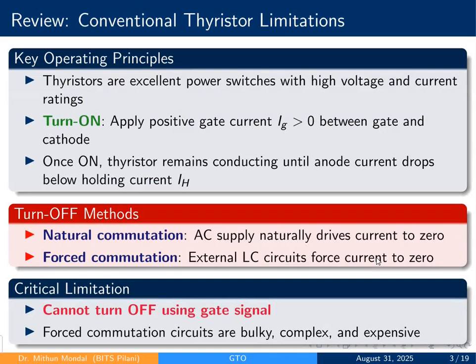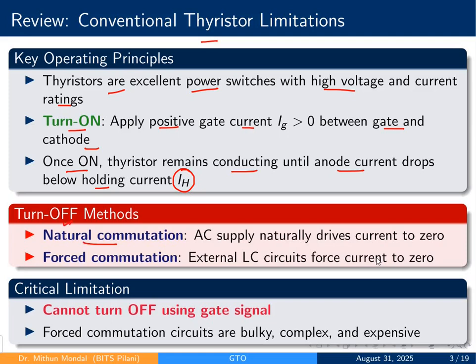So let us review the conventional thyristor limitations. So we were discussing that basically the thyristors are excellent power semiconductor switches having high voltage and current rating. To turn on the thyristor, we apply the positive gate current, with the gate current value greater than 0, between the gate and the cathode. Once the thyristor is turned on, it will remain in the conducting state until the anode current drops below the holding current. Now there are two different methods of turning off the thyristor.